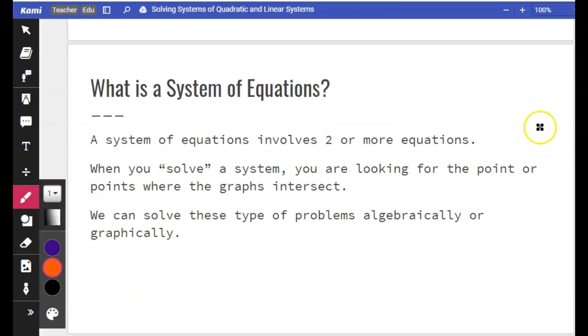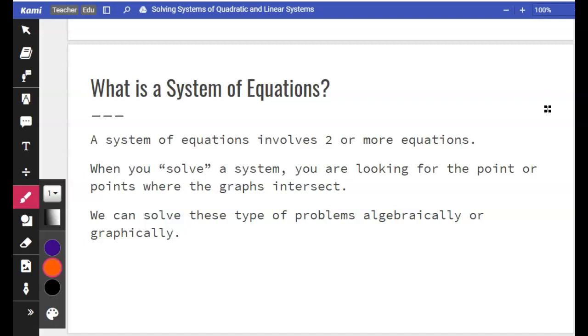So what is a system of equations? You've solved them in Algebra 1, so the idea of a system is not new. What is new is that we're going to be looking at linear functions and quadratic functions. Before in Algebra 1, in 8th grade math, you looked at just linear functions. So a system itself of equations involves two or more equations. We'll only deal with two.